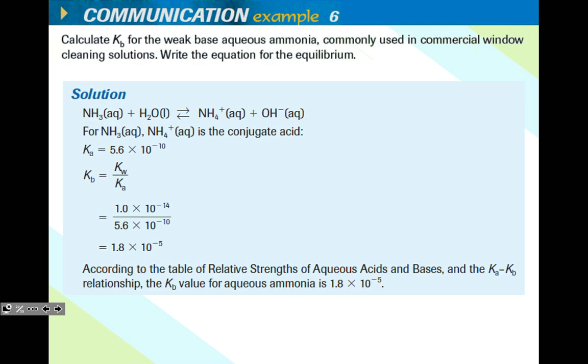Okay, calculate Kb for the weak base aqueous ammonia, commonly used in commercial window cleaning solutions. Write the equation for the equilibrium. So here's our ammonia reacting with water to form ammonium ion and your hydroxide ion. So let's take a look over here. This is our base because it's accepting a proton. This is our acid because it's donating a proton. And this becomes, guess what? It becomes our conjugate acid. And this then is our conjugate base.